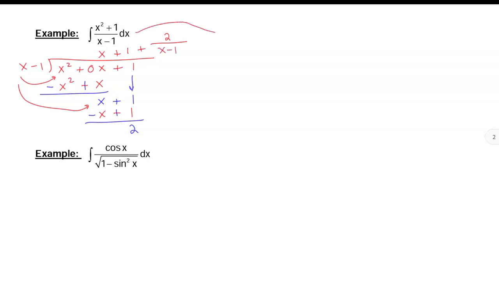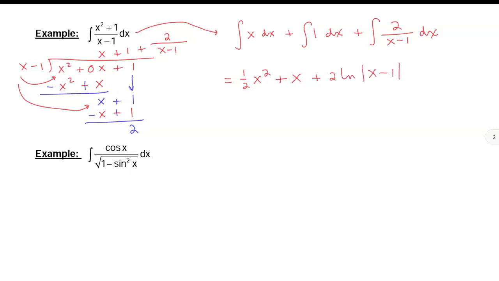So now our integral looks like x plus 1 plus 2 over x minus 1. And now we can find the antiderivatives. So we'll get 1/2 x squared plus x plus 2 times natural log of absolute x minus 1.